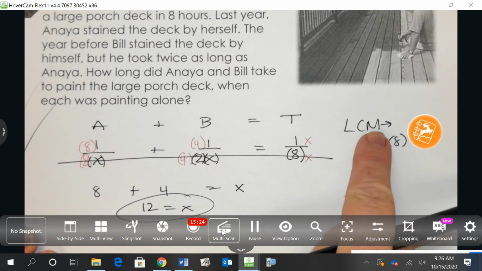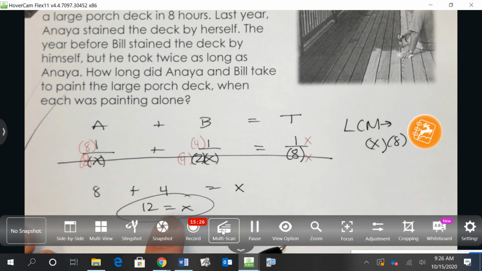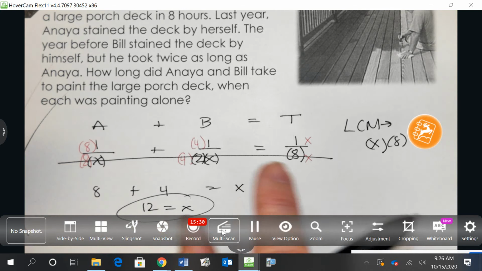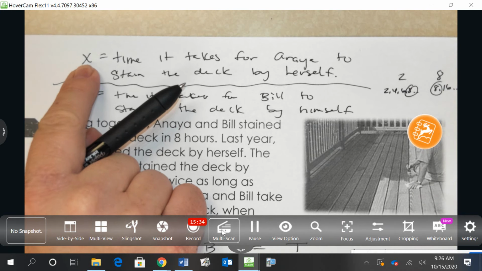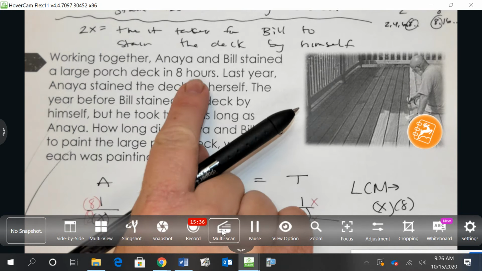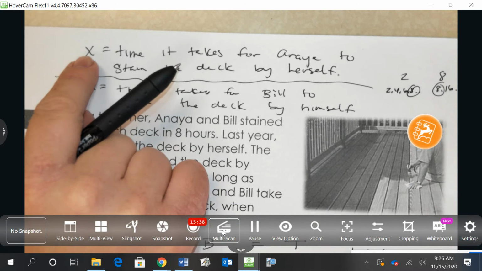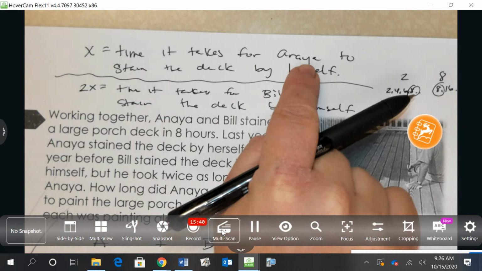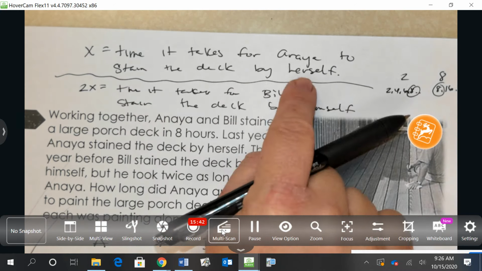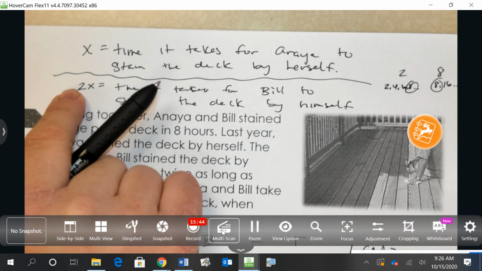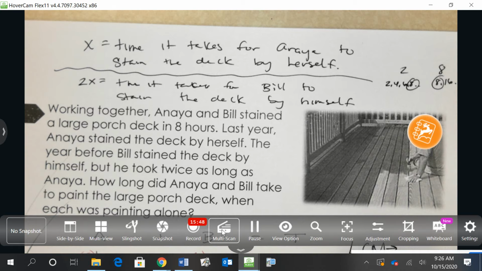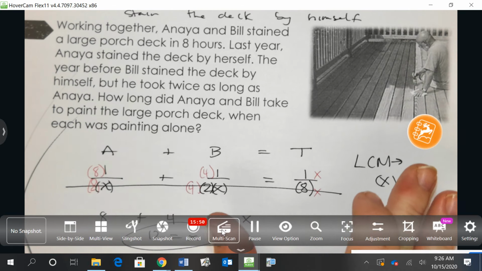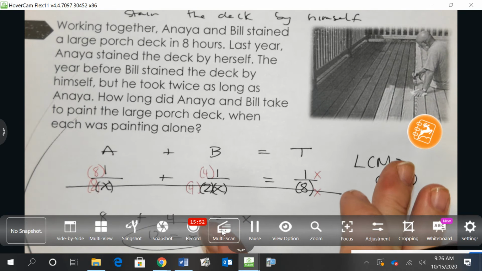Again, I've done step 1, step 2, cancel out, step 3, solve. Step 4 is check for extraneous solutions. Does it make sense within the context of the problem? So I plug in 12. So remember, we're talking about hours here. So if it takes 12 hours for Anaya to stain the deck by herself, that means 12 times 2. It would take 24 hours for Bill to stain the same size deck by himself. Okay, that makes sense.